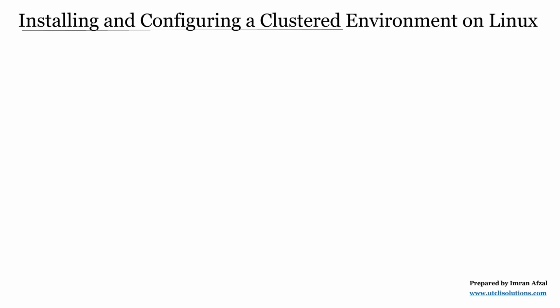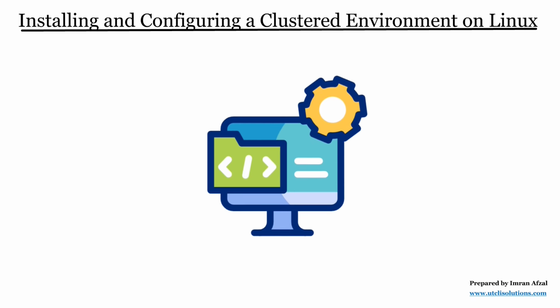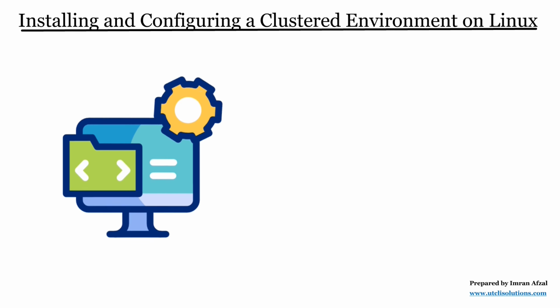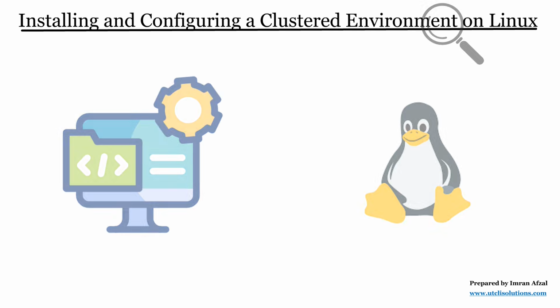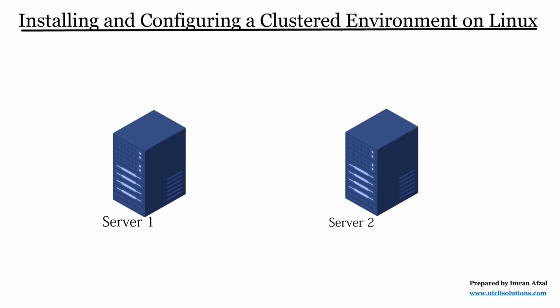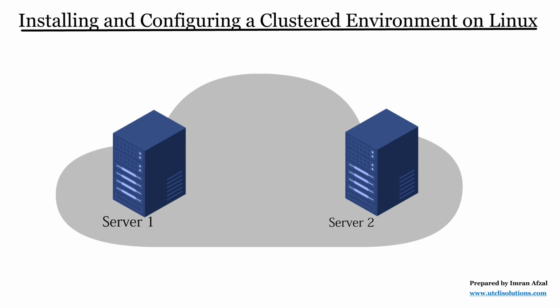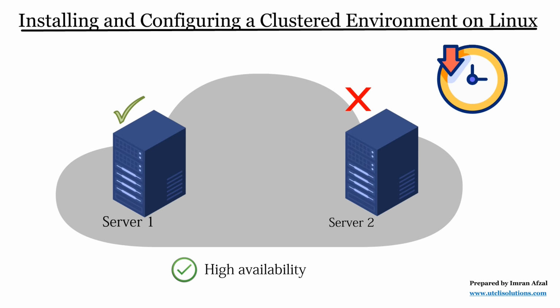In this lecture, we will learn how to install and configure a clustered environment on Linux. A clustered environment means using two or more computer servers that work together as a single system. These servers are connected so that if one server fails, the other one automatically takes over its work. This setup is mainly used to provide high availability, which means services keep running without downtime.